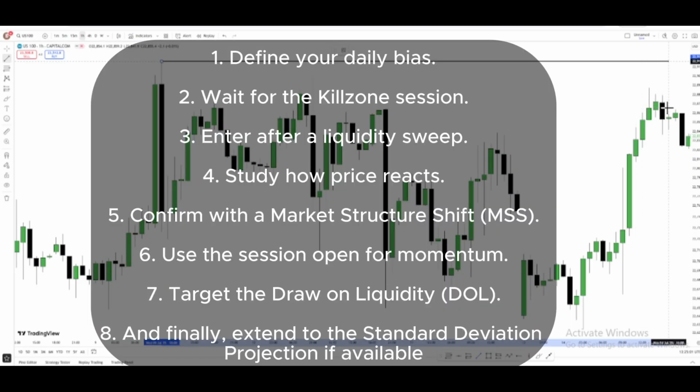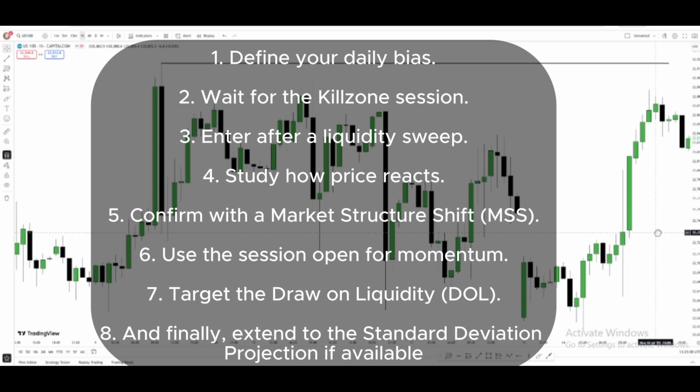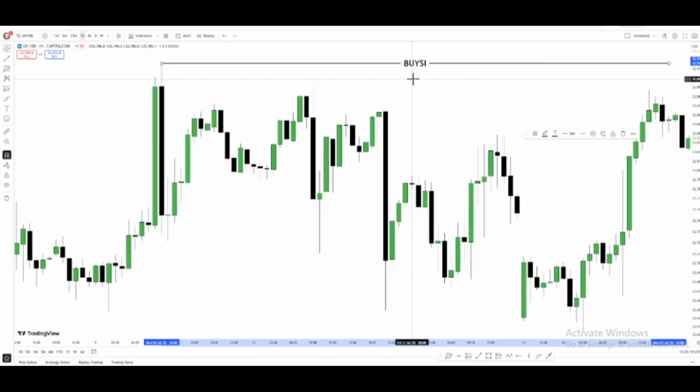Here are the steps. First, define your daily bias. Second, wait for the kill zone session. Third, enter after a liquidity sweep. Fourth, study how price reacts. Fifth, confirm with a market structure shift, MSS. Sixth, use the session open for momentum. Seventh, target the draw on liquidity, DOL. Eighth, and finally, extend to the standard deviation projection if available. That's it. One model, one roadmap. Now let's break down each step.